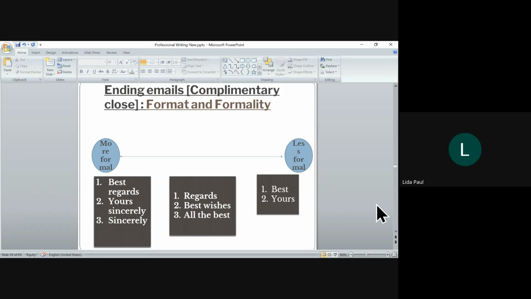So, for professional emails, the most formal ways to end them, or the most formal complementary clauses, would include the first three options that you see in the first box, right? So it could be best regards, it could be yours sincerely, or sincerely. It could be any of these three. However, in professional emails that are really, really formal, in cases where the familiarity between the audience and the writer is really low, like you do not really know each other, or you're strangers to each other, then you mostly prefer either number three, which is sincerely, or number two, yours sincerely.